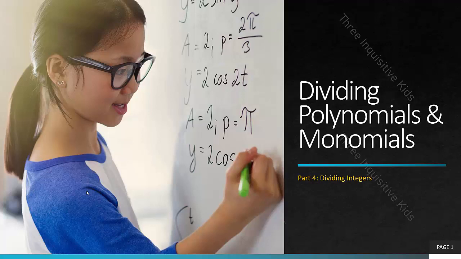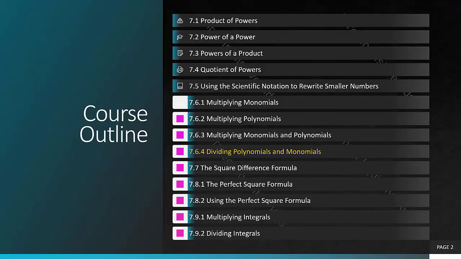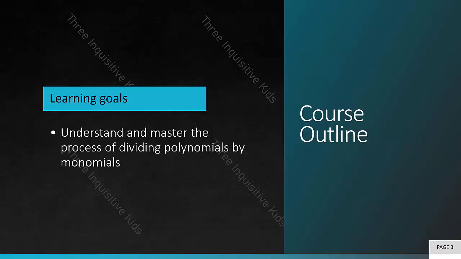In this video, we will be learning about dividing polynomials by monomials. Our course outline for this video is, first we learned about the laws of exponents, and then we learned about scientific notation, and now we're learning about multiplying and dividing monomials and polynomials. We just have one learning goal for this lesson. It's to understand and master the process of dividing polynomials by monomials.